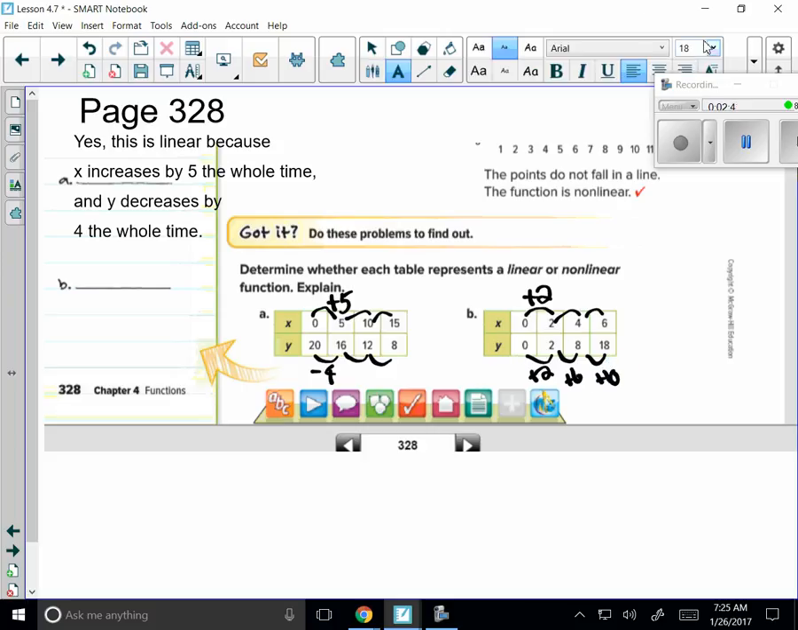So we should be able to tell, no, this is not linear because the y values are not consistent, meaning they are not the same. They change every time.